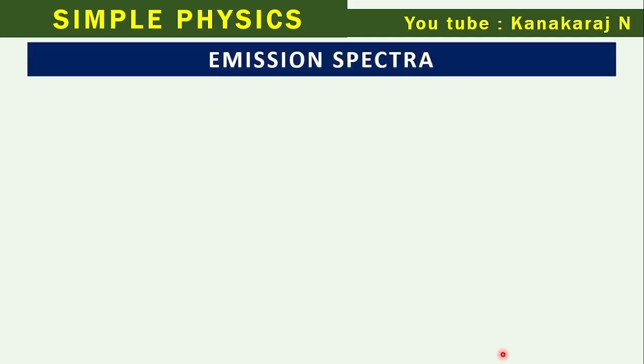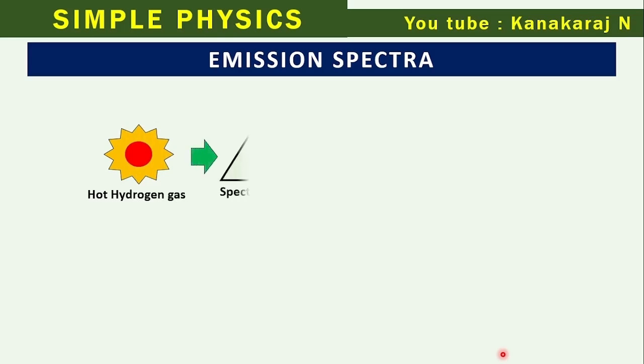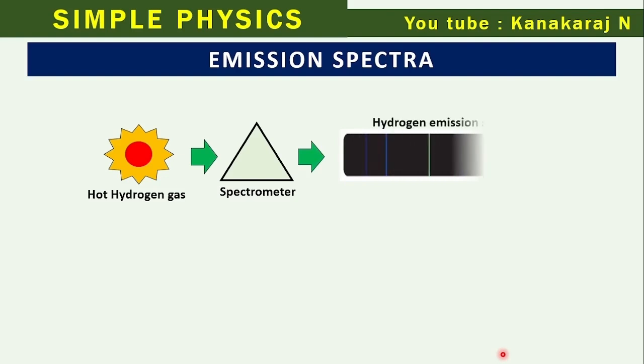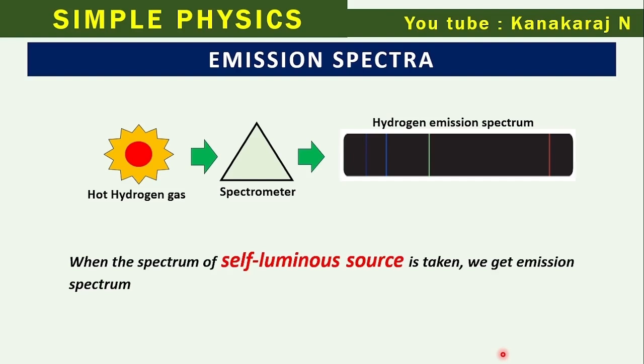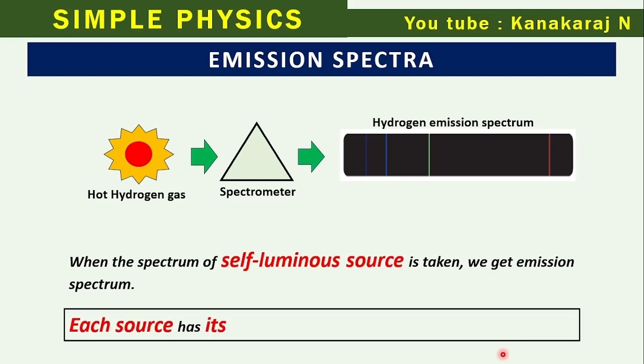Emission spectra. A hot hydrogen gas gives out light. This light passes through a spectrometer and we get a spectrum. This is called hydrogen emission spectrum. When the spectrum of a self-luminous source is taken, we get an emission spectrum. Each source has its own characteristic emission spectrum.